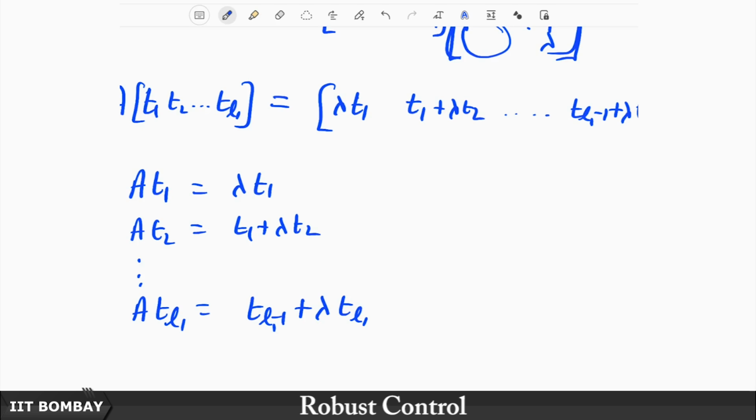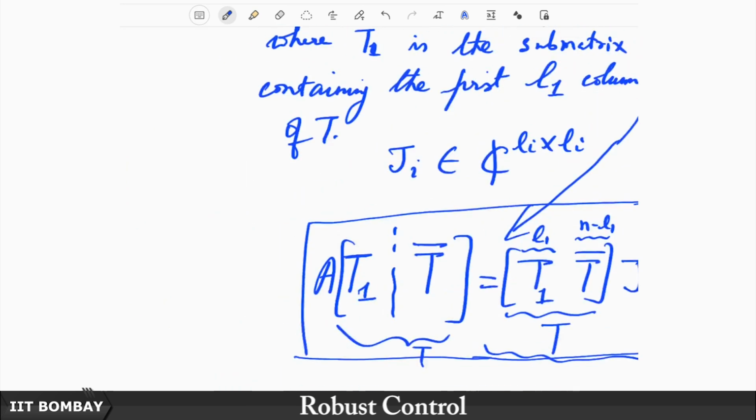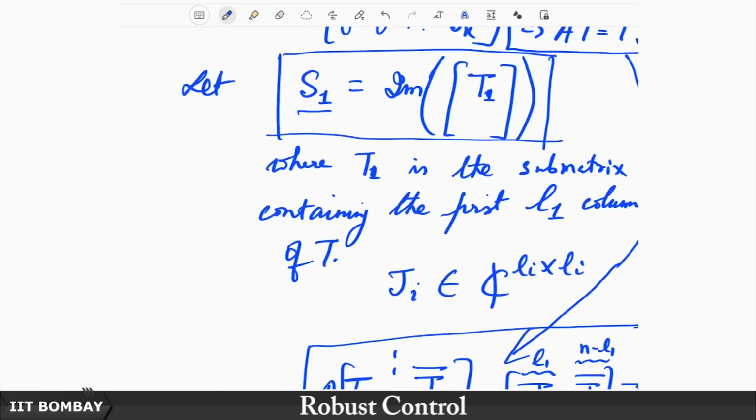Right. What does this tell me? Look, this set of vectors T1 through TL1 are linearly independent and they span the subspace S1. Why are these linearly independent? Because they come from a matrix T which is invertible. If a square matrix is invertible, then all its columns are linearly independent, and therefore a subset of its columns is also linearly independent. This is a very fundamental result.